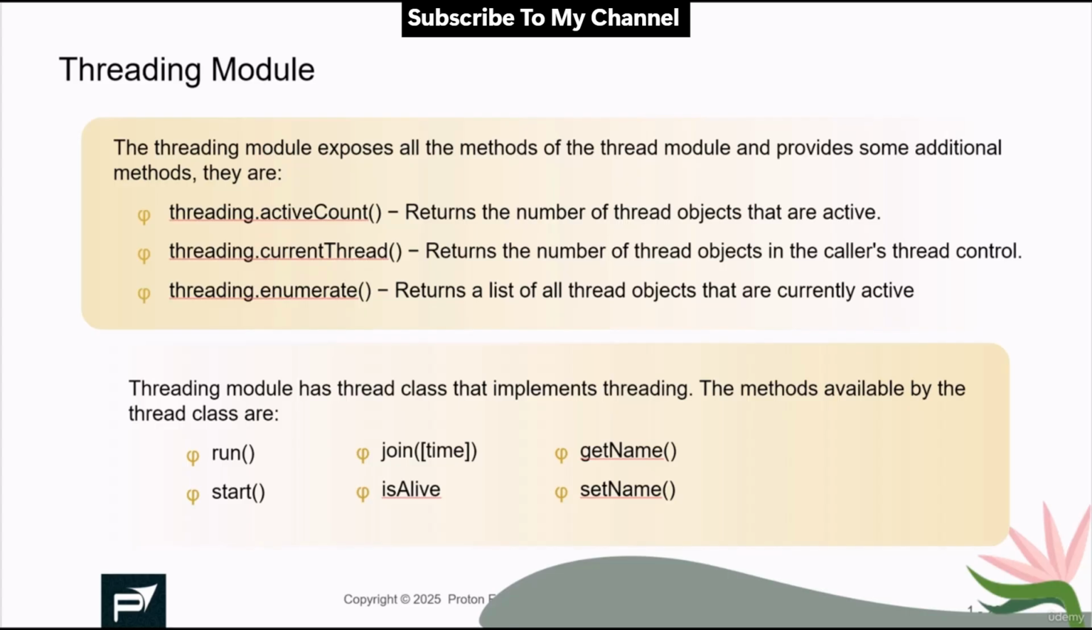They are threading.active_count, which returns the number of thread objects that are active. Threading.current_thread returns the number of thread objects in the caller's thread control. Threading.enumerate returns a list of all thread objects that are currently active. Threading module has Thread class that implements threading. The methods available in the Thread class are run, start, join with the time, is_alive, get_name and set_name.